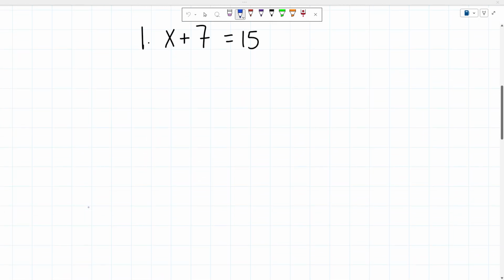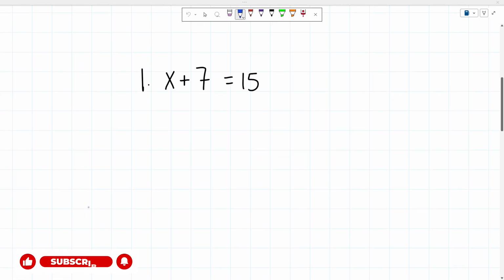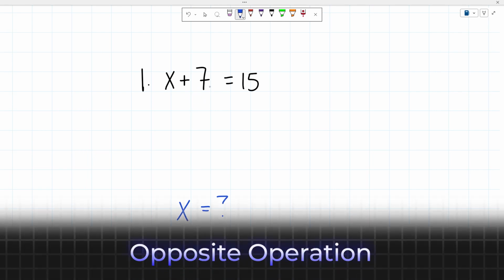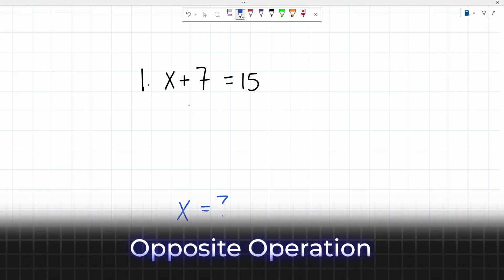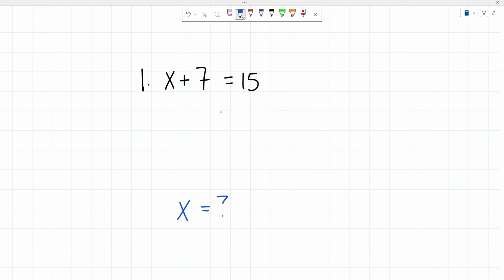This very first problem, we have x plus 7 equals 15. And again, like I said, what we're trying to do is get x by itself. We want x equals something, all right? And to do that, we want to start doing the opposite of what we see in the problem. So in the problem, we have plus 7 here. So we want to do the opposite, which is negative 7 or minus 7.